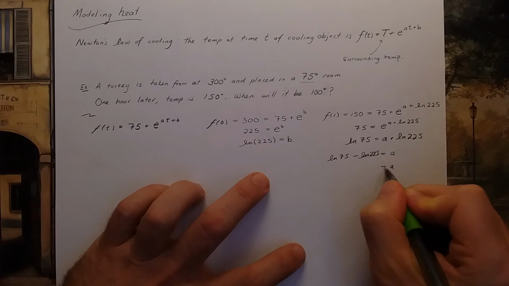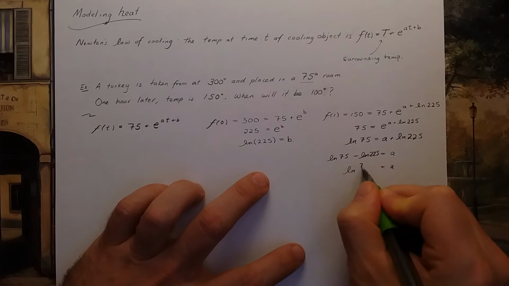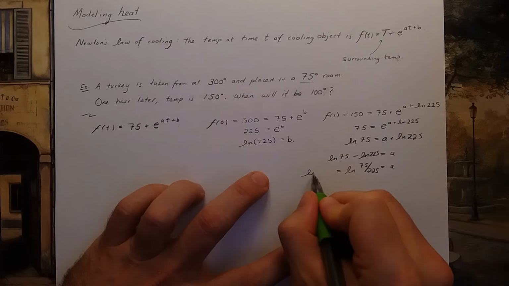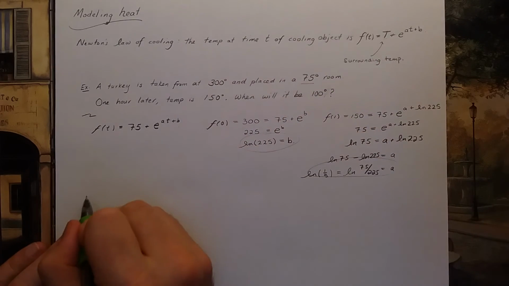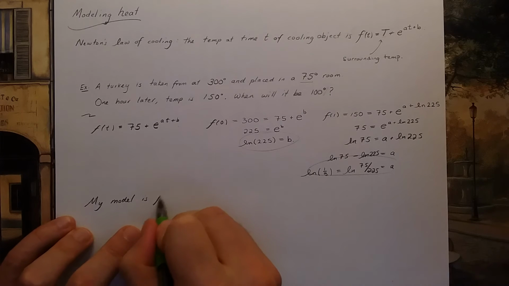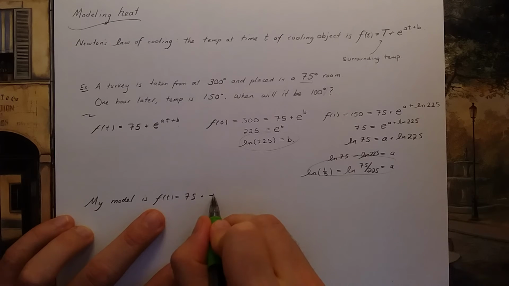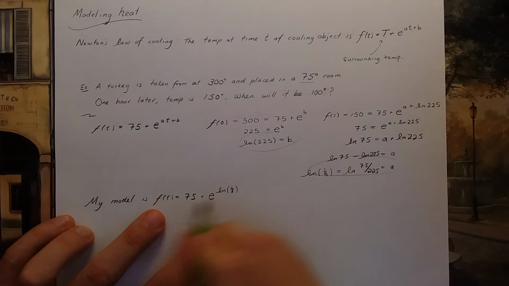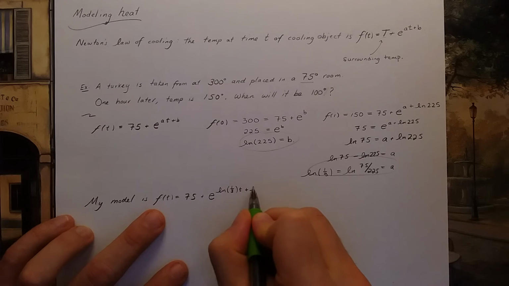And if you remember properties of exponents, we've seen this trick a little bit when you have the difference of two logarithms that turns into a ratio or a fraction, 75 over 225. So that's 1/3. So log 1/3 is equal to a. So I have a, I have b, I have capital T. So my model is now f of t, which is 75, plus e to the log 1/3 t. Log 1/3 was my a, so a times t, plus b, which is log 225.